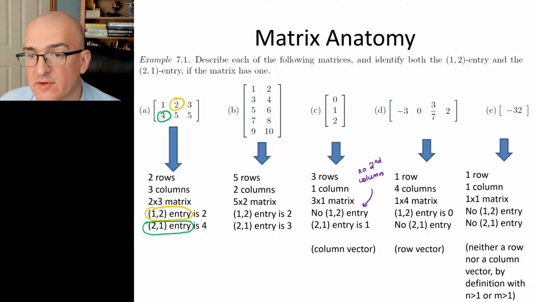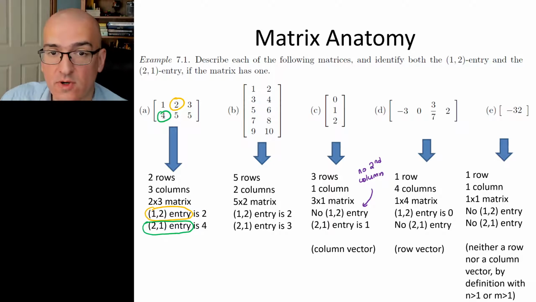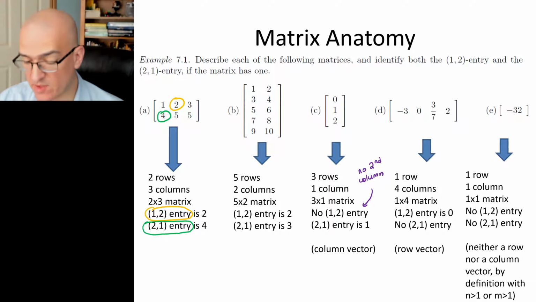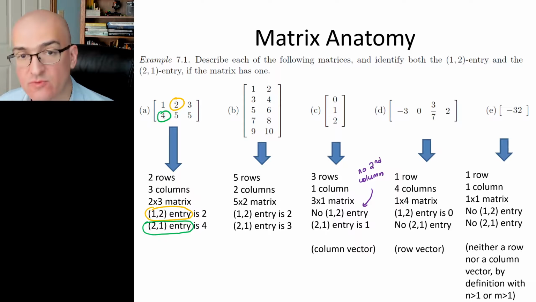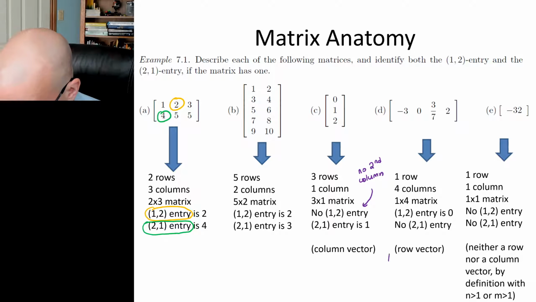Okay, and the fourth vector here, vector D, is a row vector. It has 1 row and there's 4 columns, and yes, there's 4 columns. Each column is very boring. It has one number in it. Here's the first column, second column, third column, fourth column. It has a 1-2 entry, first row, second column, that's 0, but it does not have a 2-1 entry because there is no second row.